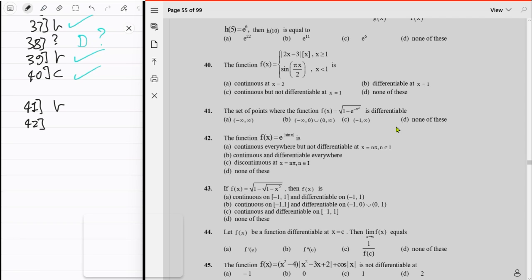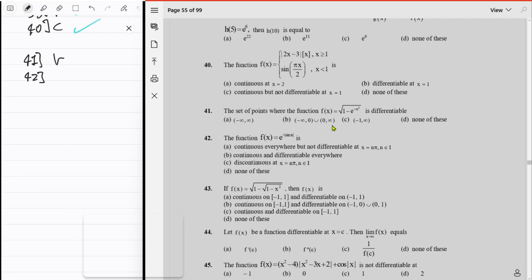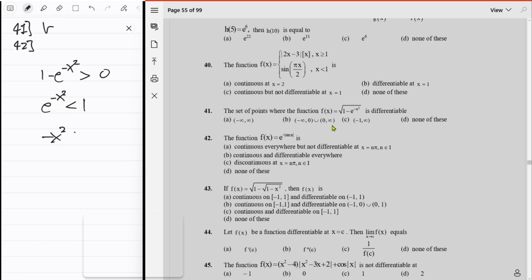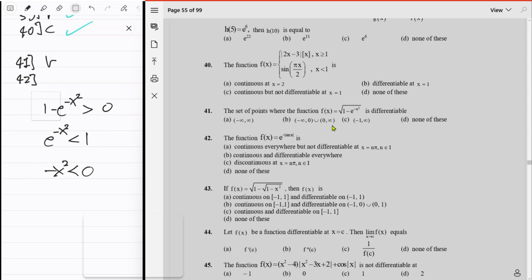Oh, and of course, whenever this is negative, that's a problematic thing as well. But when is this inside thing negative? That is less than or equal to 0, right? So, okay, and when it's differentiable, of course, this must be positive. Otherwise, it doesn't actually make any sense. So this must be positive, which means e power negative x square should be less than 1. So negative x square should be less than 0, which is obvious, right? This happens. So yeah, that's the thing. Next question.